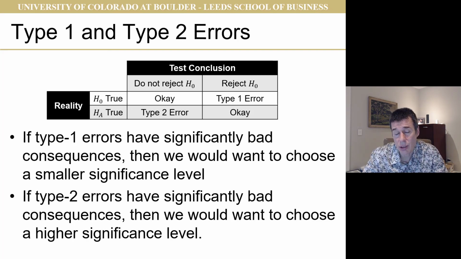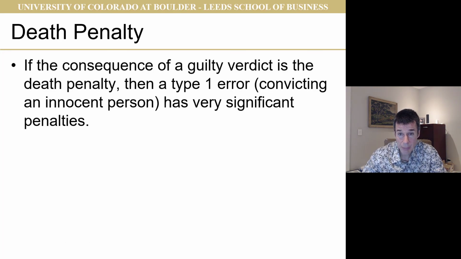So we need to look at what we're testing, H0 and HA, and think about whether we are better off with type 1 errors or type 2 errors. And if we're better off with one or the other in a significant way, we might want to move this significance level from 0.05. So here are a couple of examples to keep in mind.